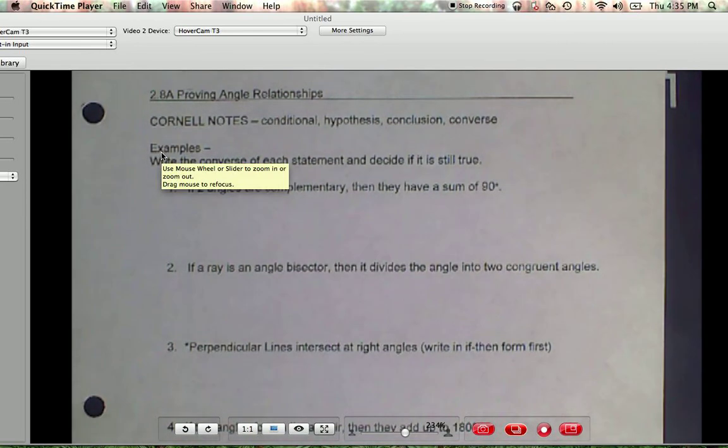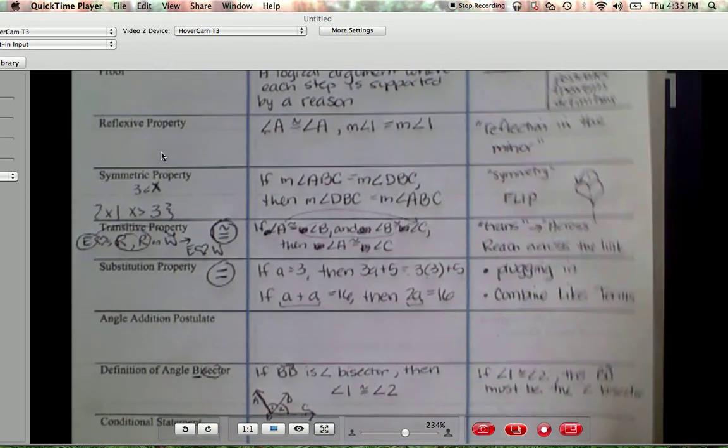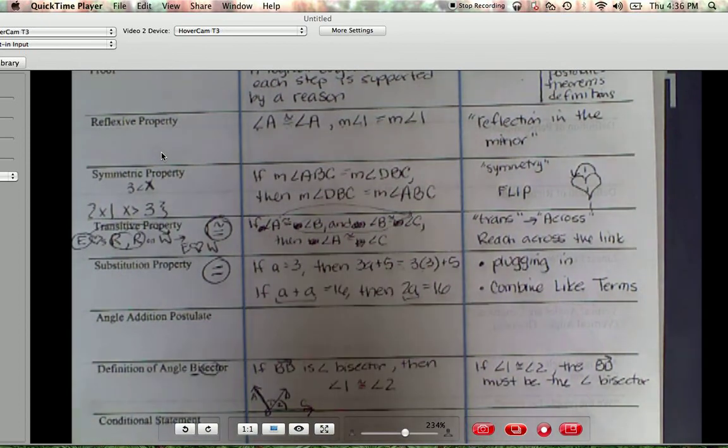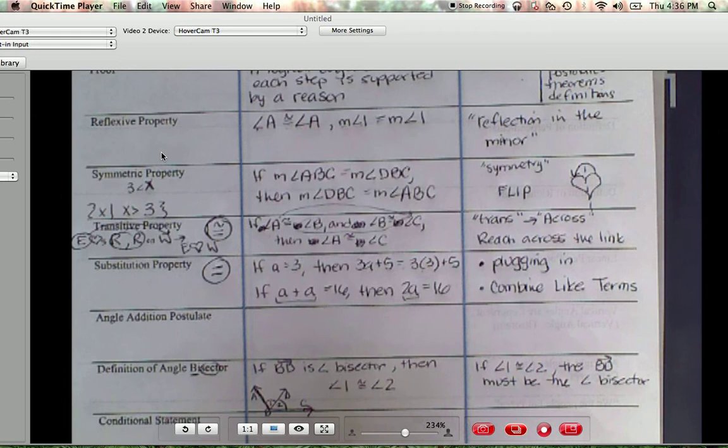In section 2.8a, proving angle relationships, we want to go ahead and add some definitions to our Cornell Notes sheet before we get into the rest of the notes here. So let's go to our Cornell Notes sheet. We're going to jump down here to conditional statement. A conditional statement is a statement that can be written in if-then forms.